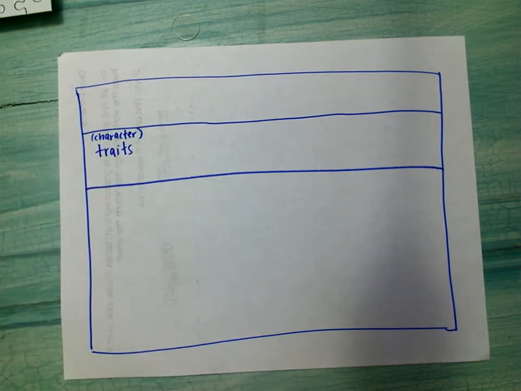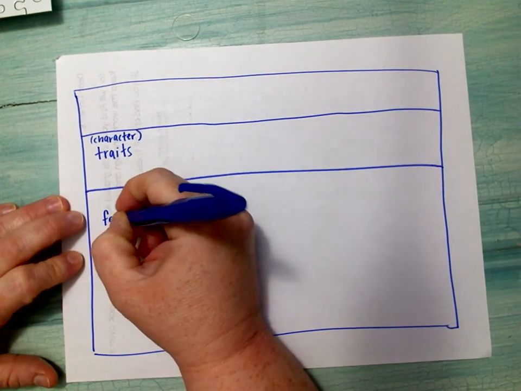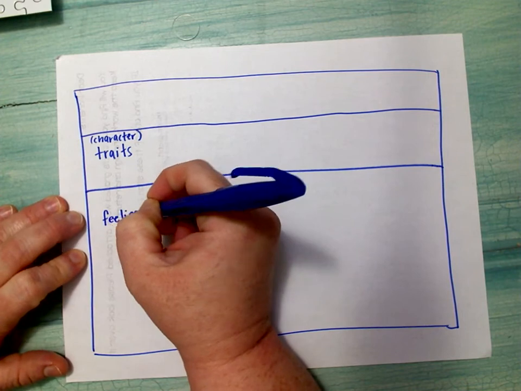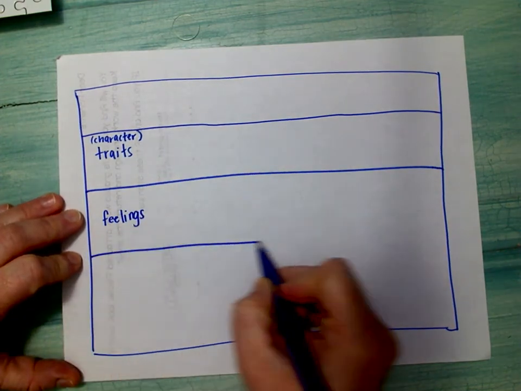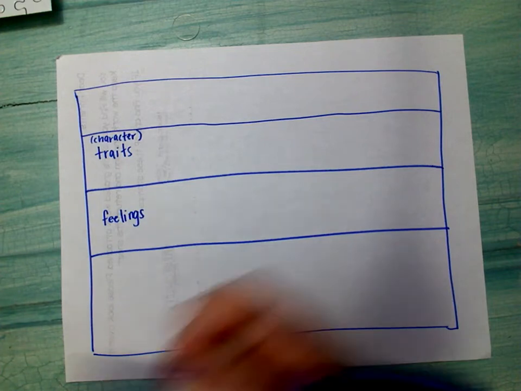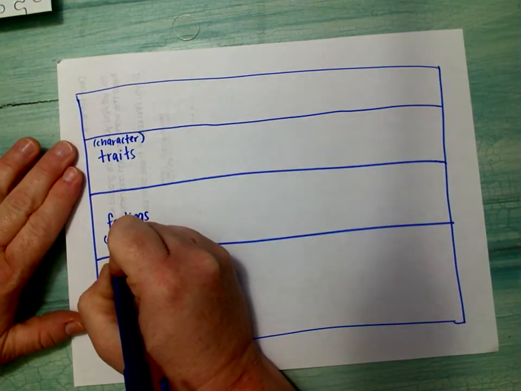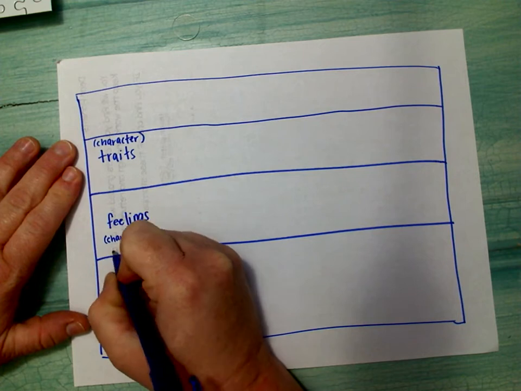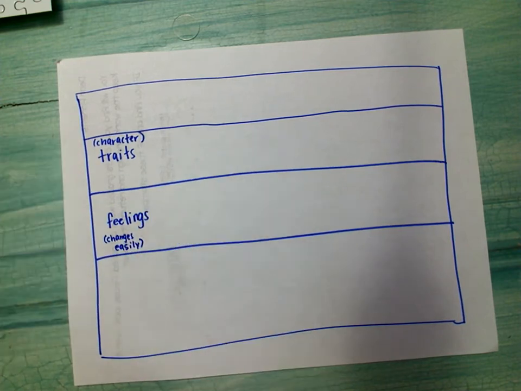Another way we can describe a character is by their feelings. And everybody knows a feeling is what you feel. Feelings, obviously, are things we know change very easily. For example, I can go from happy to sad to mad to excited, and that's my feelings changing. The difference between a feeling and a character trait is a feeling changes easily. That's the way I like to think of it.